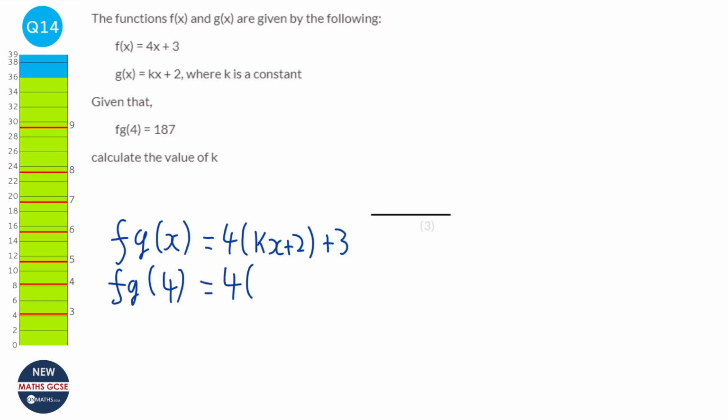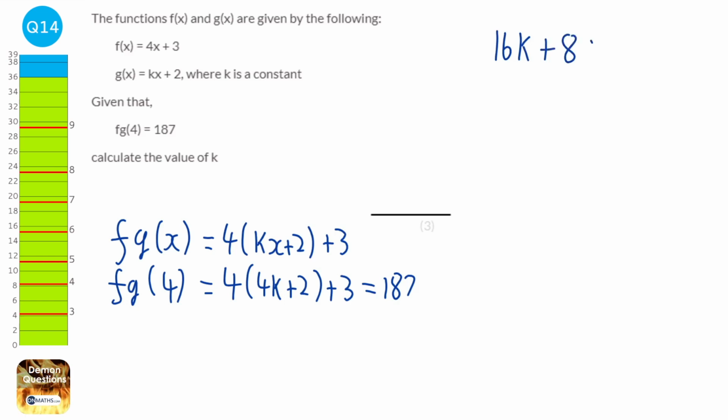So 4 brackets, and it's k times 4, so that's 4k, plus 2, plus 3. And it says that that will equal 187. So we've actually got something we can solve here. So I'm just going to rewrite that, but actually I might expand the brackets as well while I'm at it. So 4 times 4k is 16k, 4 times 2 is 8, plus 3 equals 187, and let's get our solving lines in.